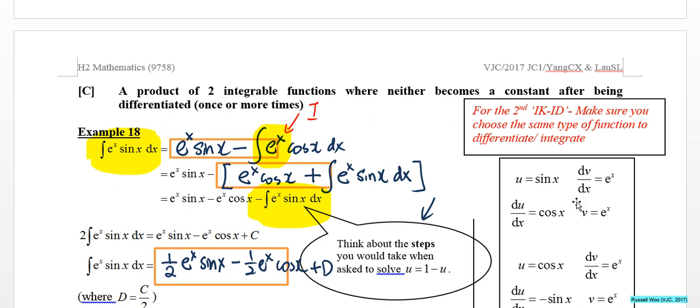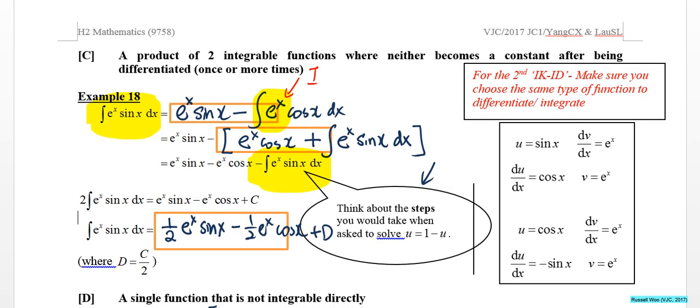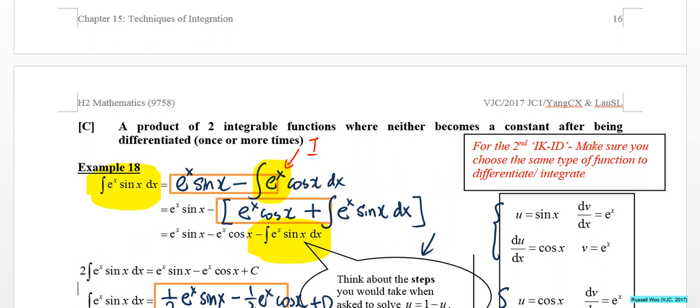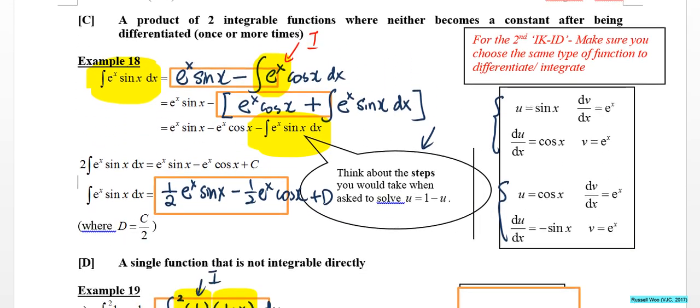So this is for the first by parts. This one is for the second by parts. So for the second by parts, you have Ex cosine x instead. So you have a cosine x, you let u be cosine x, let dv dx be ex. So that's why I say you choose the same type to differentiate and integrate. Follow? Then you get the answer.